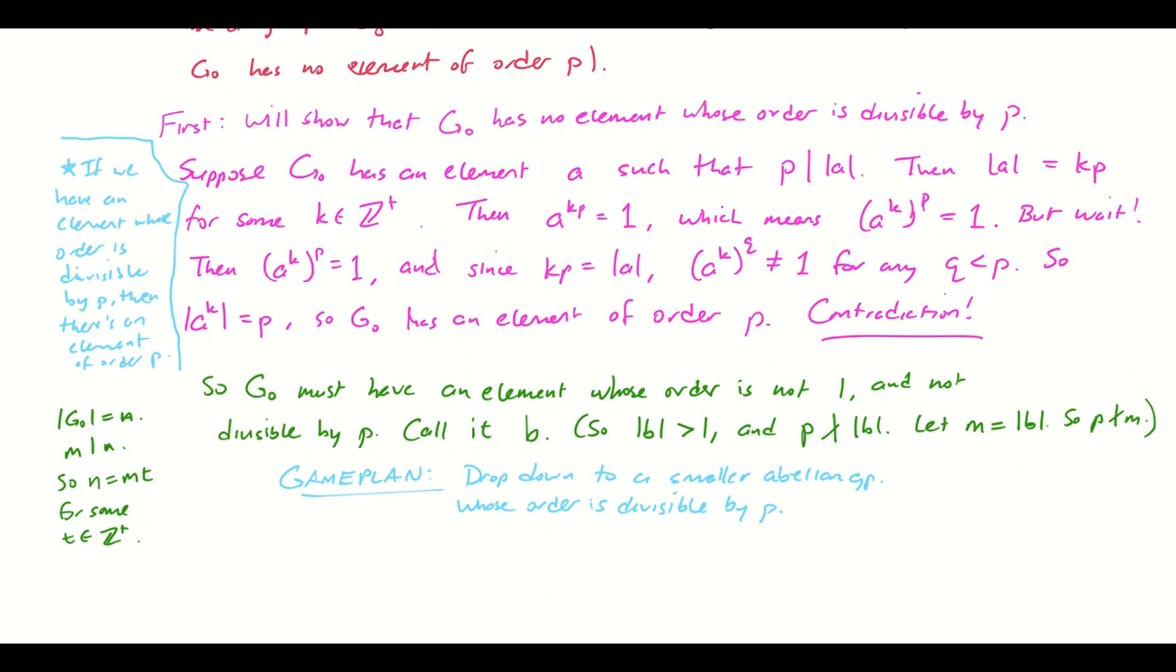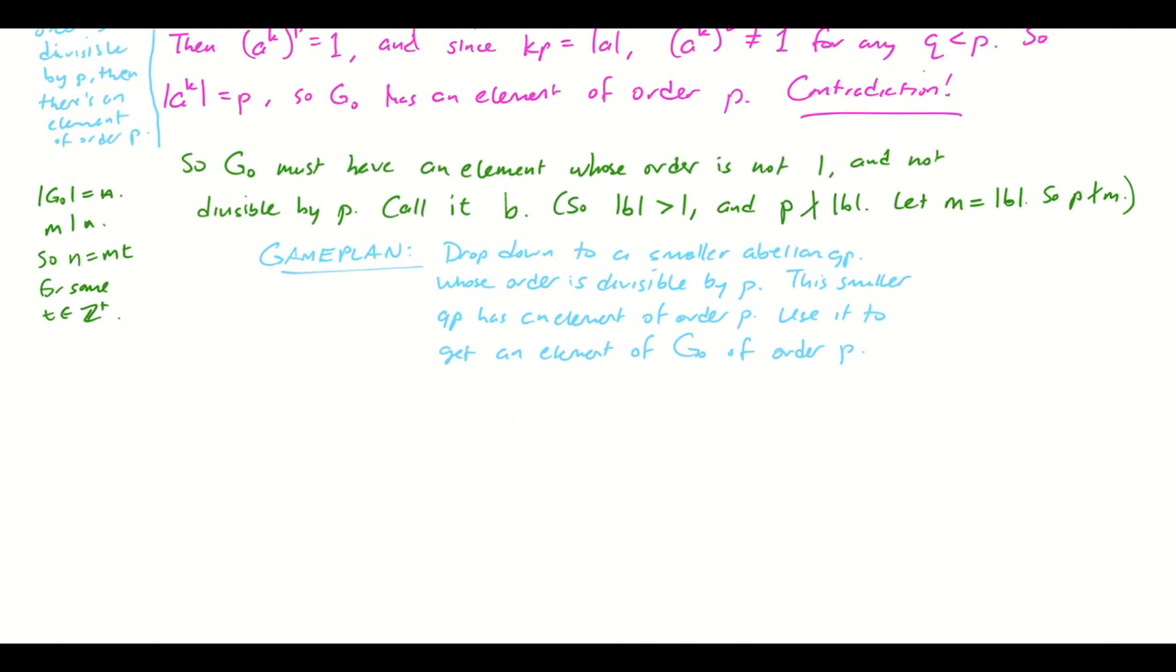Okay, and because we assume that G naught is the smallest group that is misbehaving, the smallest group whose order is divisible by P that doesn't have an element of order P, this smaller group has an element of order P. So we're going to use it to get an element of G naught whose order is P, which will give a contradiction. All right, so ready? Here we go.